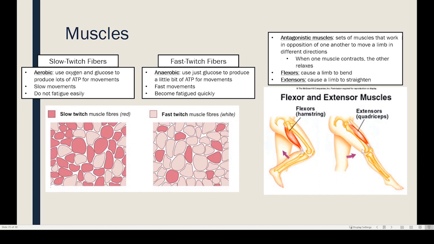So another example of antagonistic muscles would be the bicep and the tricep. And in this case, the bicep would be the flexor because it causes your arm to bend, and the tricep would be the extensor because it causes your arm to go straight.